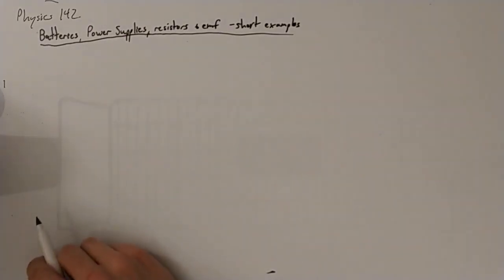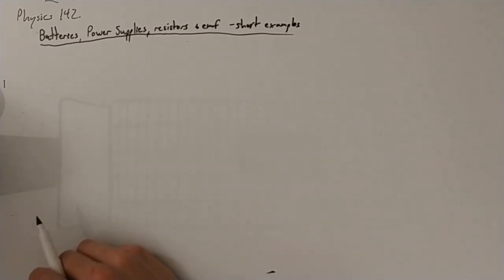We've been talking about the different elements in circuits, and in the last video I introduced the idea of batteries, power supplies, and electromotive force. So in this video, I just want to do a couple quick examples involving batteries, power supplies, electromotive force, and the concept also of resistors and the power that gets dissipated by resistors.